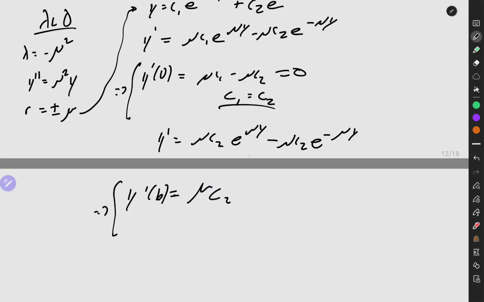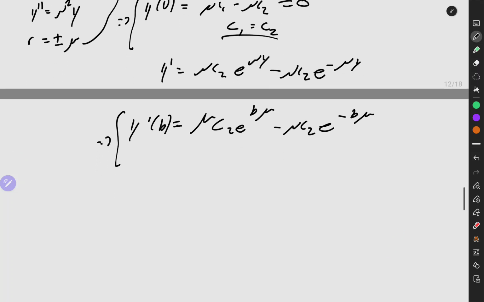C2 e to the b mu minus mu C2 e to the negative b mu. Right? So now what do we do? This is equal to 0. We look at this and ask what can we take out here? We can factor out a mu C2, obviously. Mu is going to be a constant. C2 is a constant, but we don't know what it is.